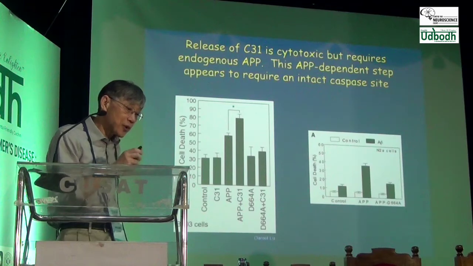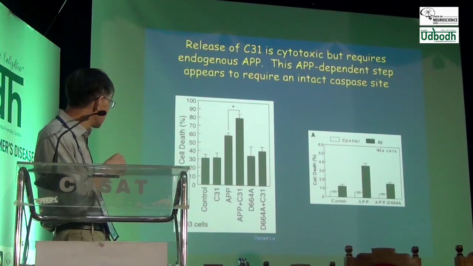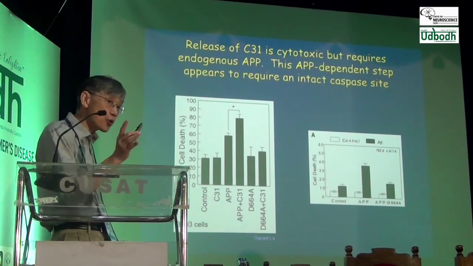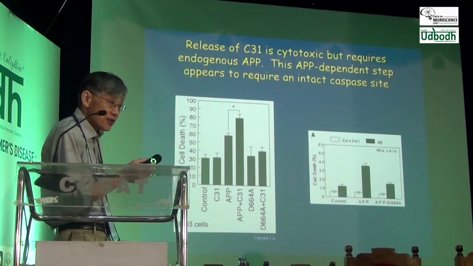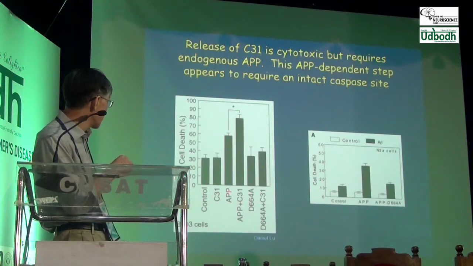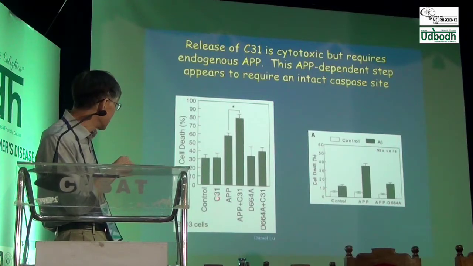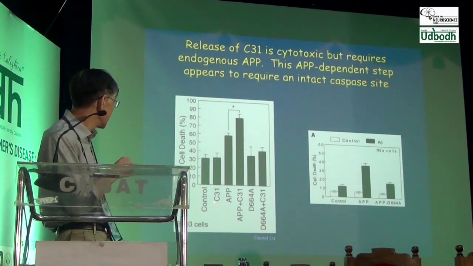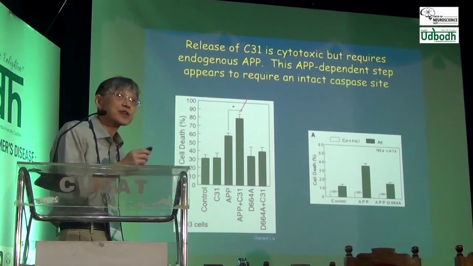So there are two phenomena to note in this slide. One, in these B103 neuroblastoma cells, they have no endogenous APP through a quirk of this mutant cell line. So now if you overexpress APP, you have some cell death, you have some toxicity. But C31 itself, which you overexpress, has no toxicity in these cells. But when you put in APP and you add C31, then you see the cytotoxicity, okay? But if you overexpress D664A and you add C31, there is no cytotoxicity.